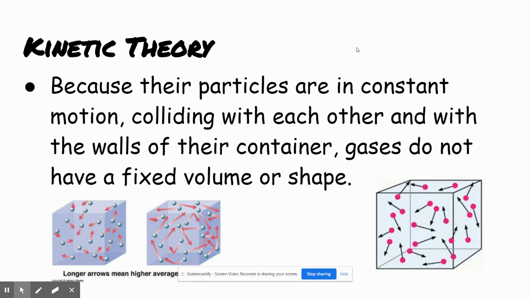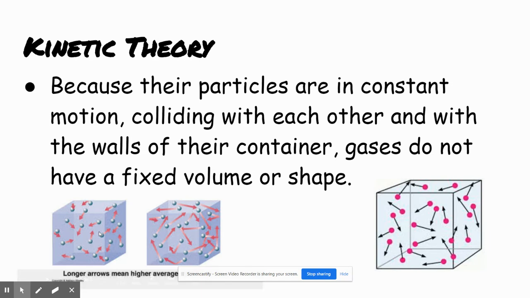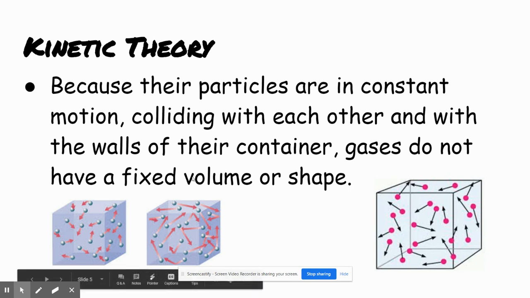So because their particles are in constant motion, colliding with each other and with the walls of their container, gases do not have a fixed volume or shape. They will take the shape of their container, so we can also say they're indefinite. They will expand and contract, so they take the volume of their container. So they have indefinite volume and indefinite shape, or do not have a fixed shape or volume.